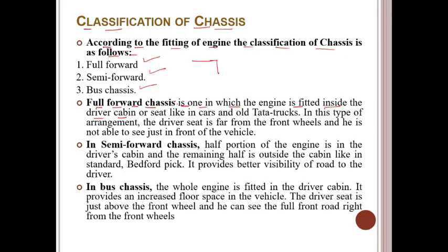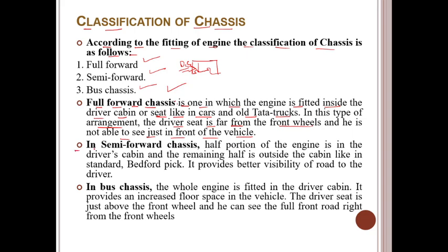We know the vehicles. Inside the driver cabin, we know the driver cabins. So the location is one in which the engine is fitted inside the driver cabin or seat, like in cars and old Tata trucks. In this type of arrangement, the driver's seat is far from the front wheels and he is not able to see just in front of the vehicle. That is called a full forward chassis.